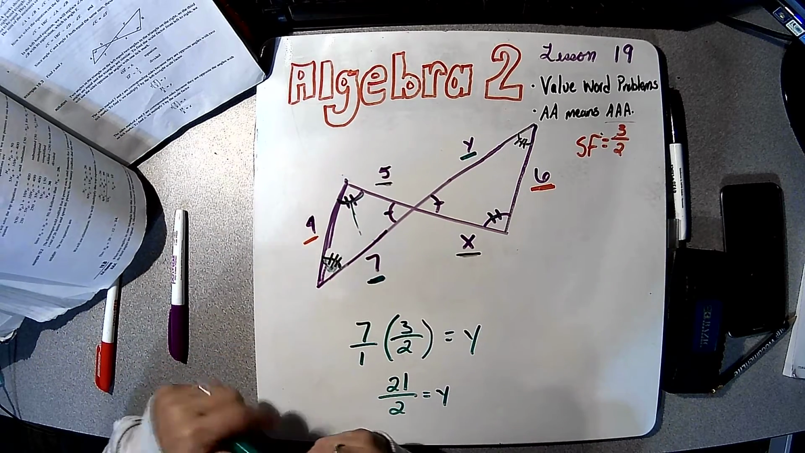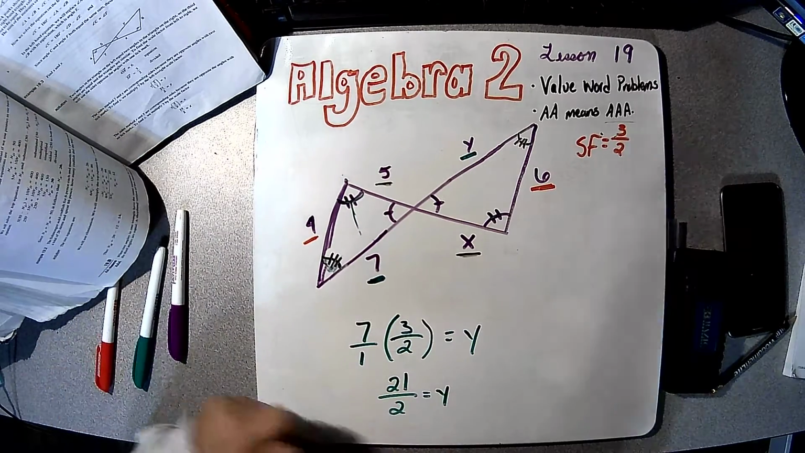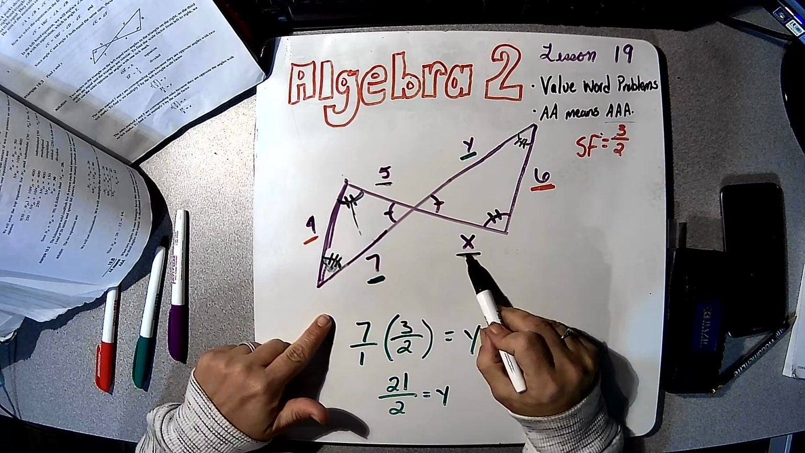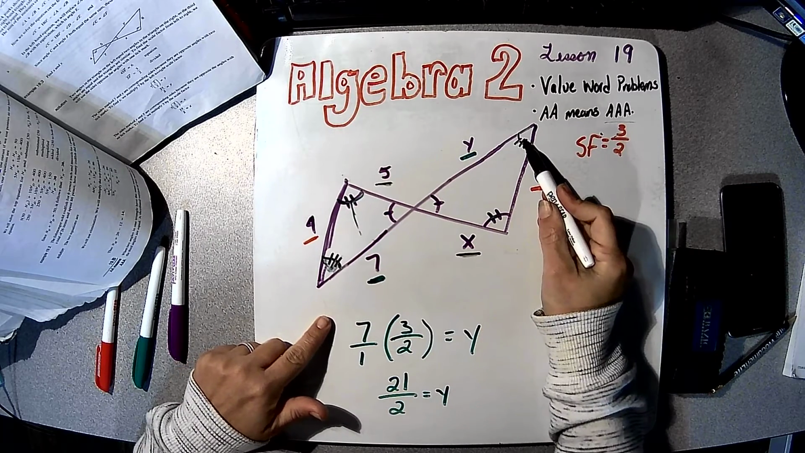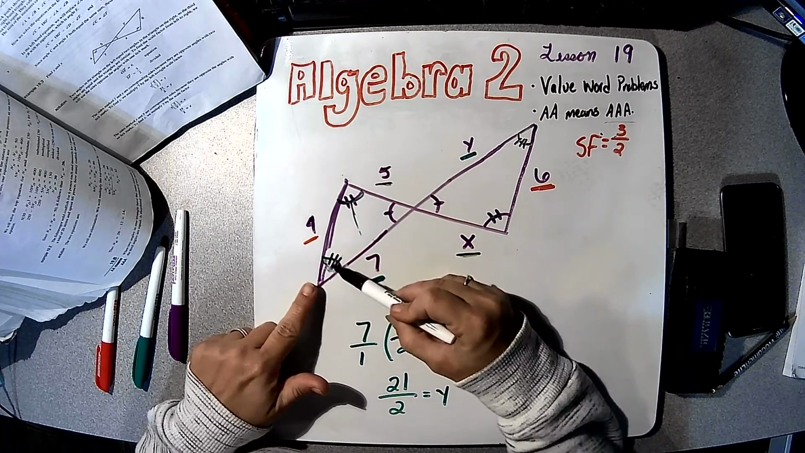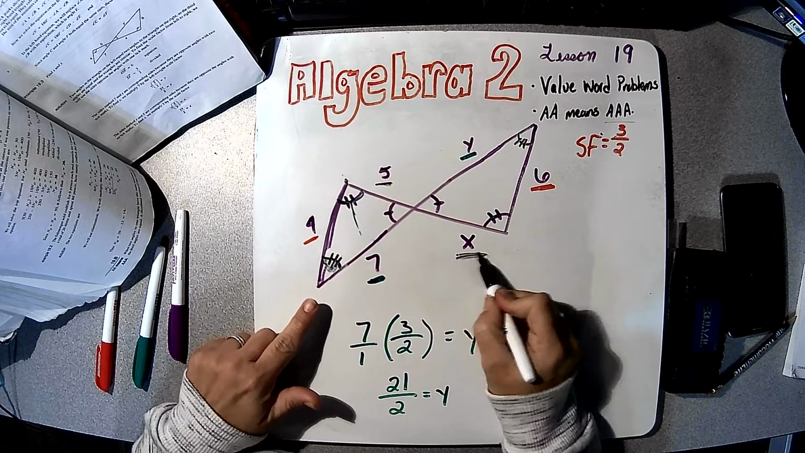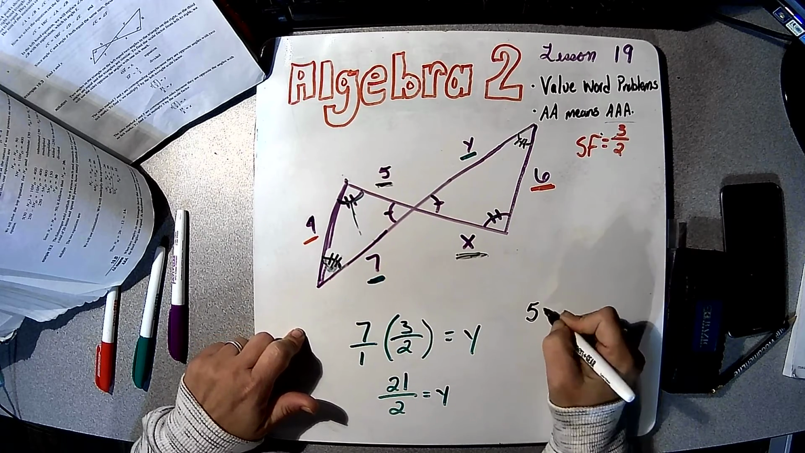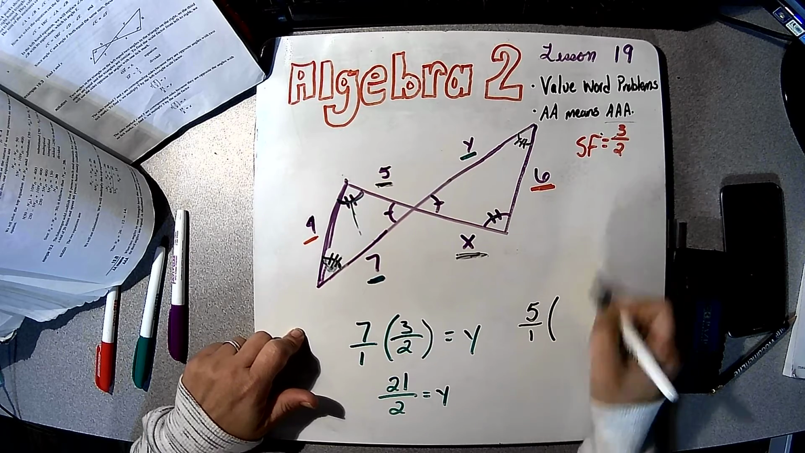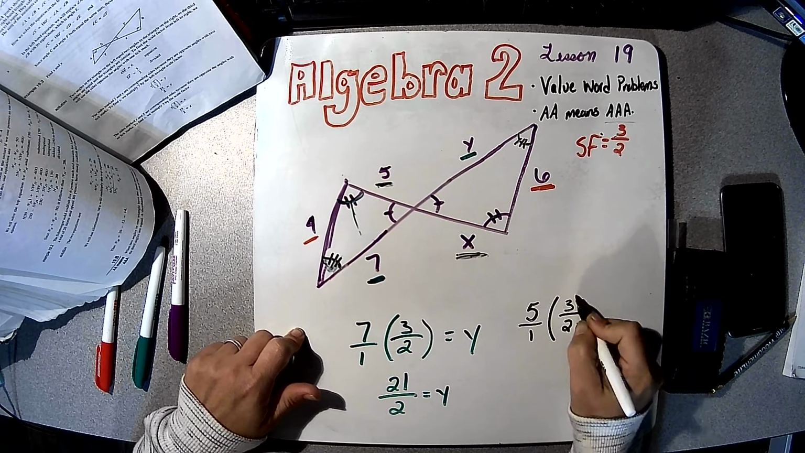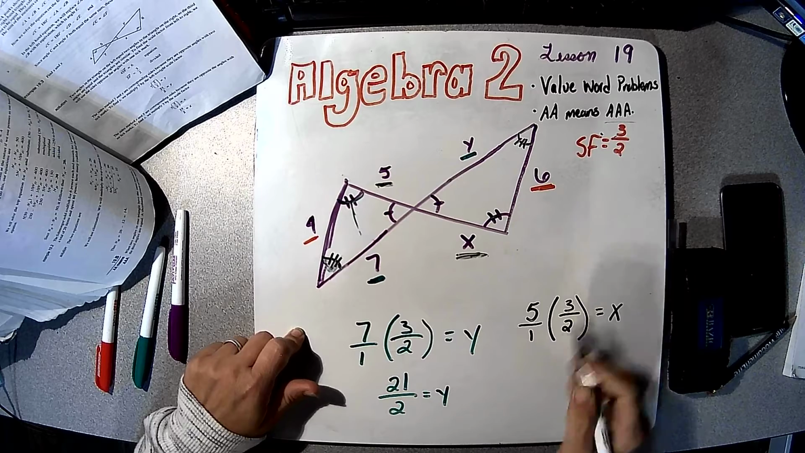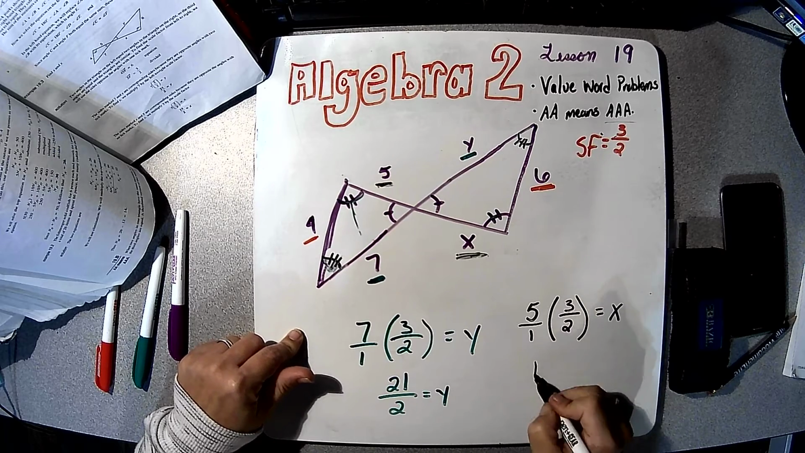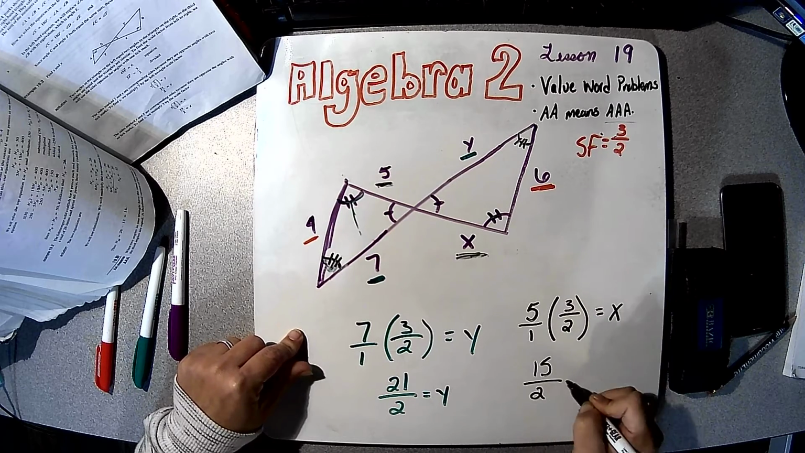Now I'm going to go for my x. And x is this angle. So that's this third angle. That's going to be 5. So my x and my 5 are related. So I'm going to say 5 over 1 times my scale factor, which is 3 over 2, equals x. Now just multiply. 3 times 5 is 15 over 2 equals x.